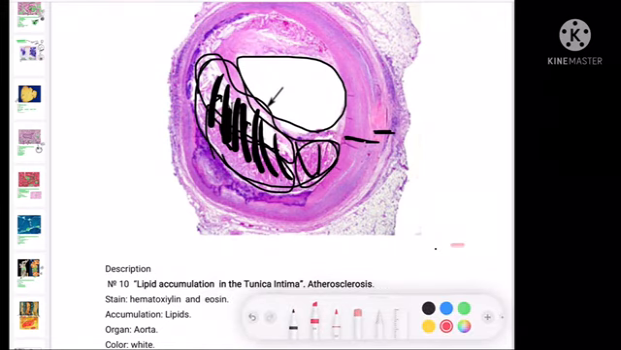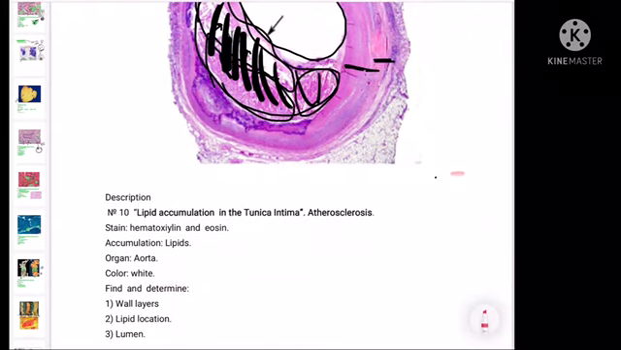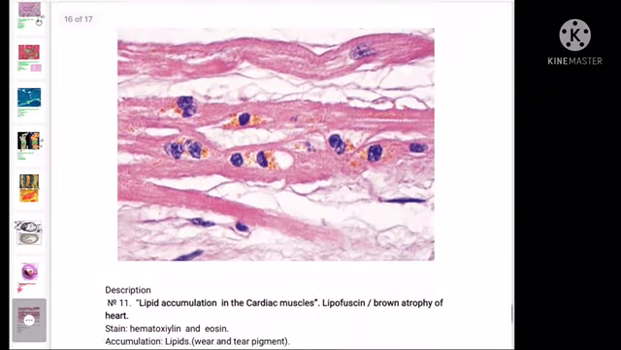Now what is this? It's a lipid accumulation in the tunica intima, atherosclerosis, hematoxylin and eosin staining. Accumulation is lipid, organ is aorta, color is white. Find and determine different layers. I showed you different layers: tunica intima, media, adventitia. Lipid accumulation, here is a lipid accumulation, and this one is the lumen. Go for the next image.